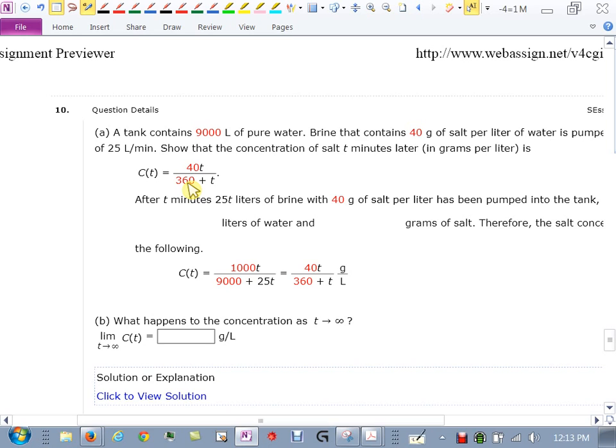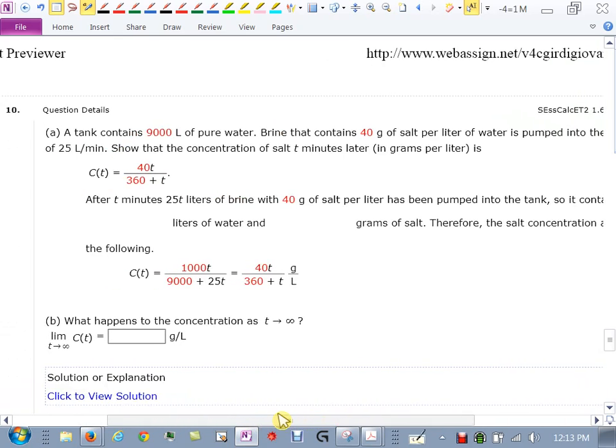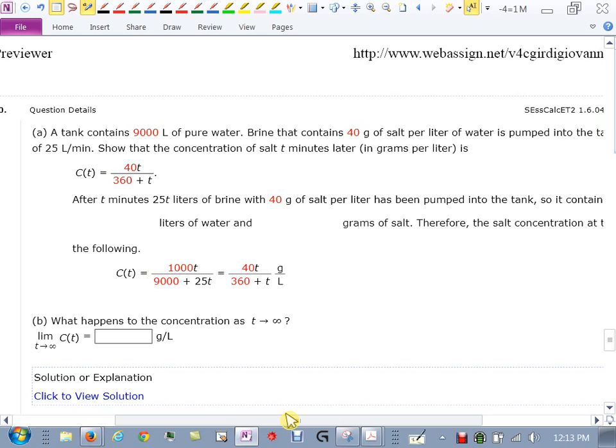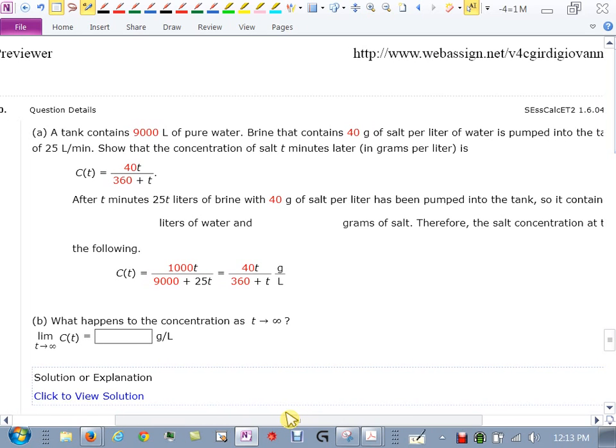A tank contains 9,000 liters of pure water. Brine that contains 40 grams of salt per liter is pumped into the tank at a rate of 25 liters per minute. Find the concentration of salt 10 minutes later, in grams per liter.